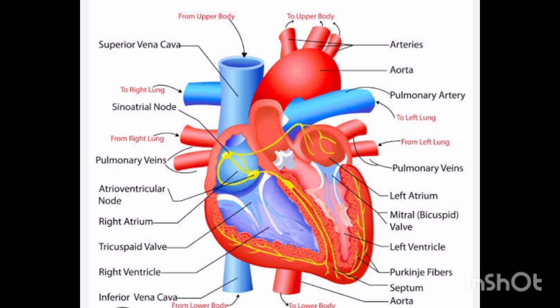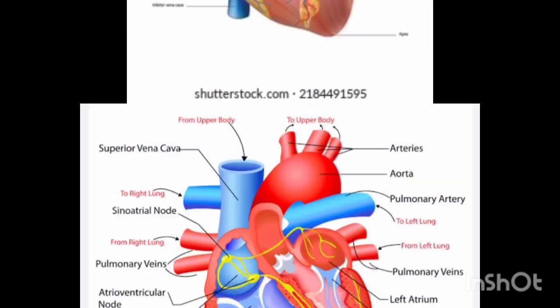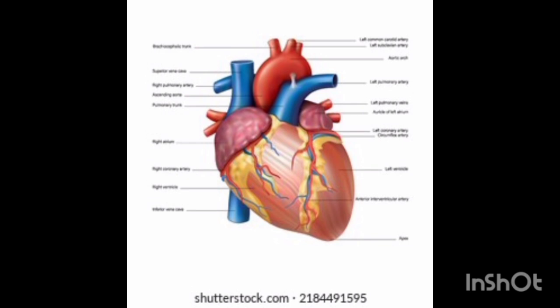External features. The heart is divided into 4 chambers, namely right and left atria and right and left ventricles. The division is indicated on the surface of the heart by grooves or sulci.